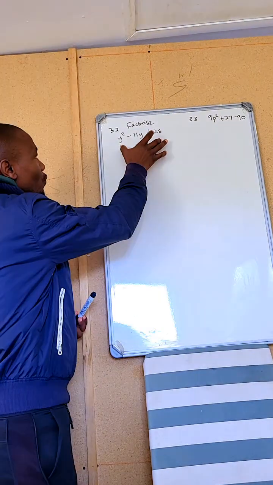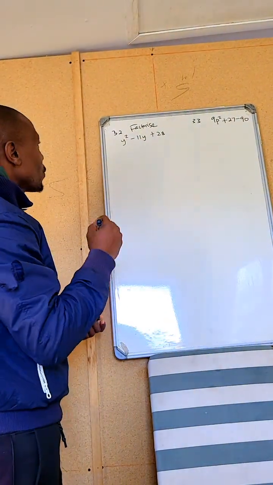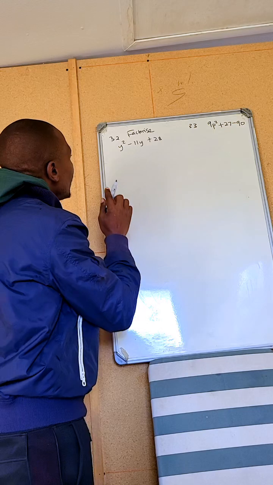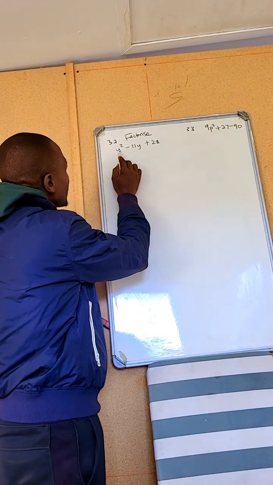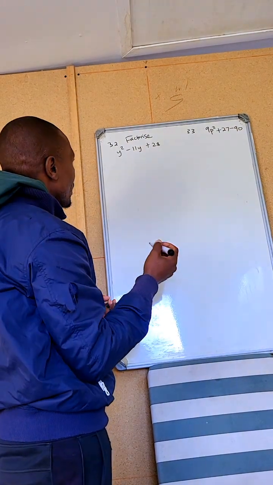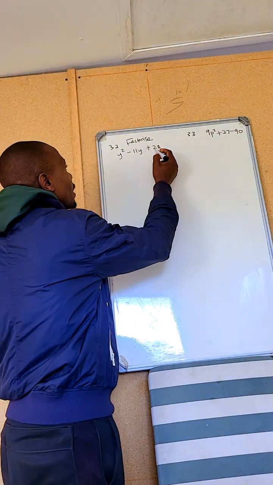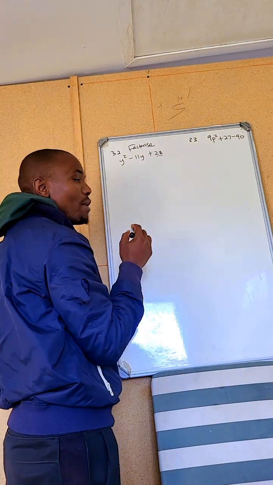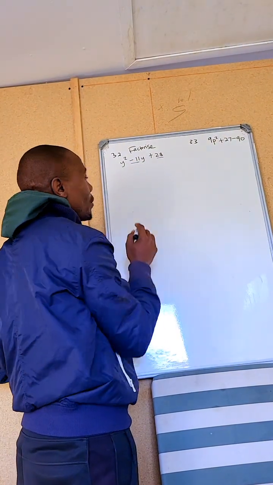So how were they supposed to factorize this one? If you are factorizing a trinomial expression of this format, when the exponent of the squared value is 1, that makes it easy to factorize. Why? You look for the factors of 28 that when you add them, they give you minus 11. So I'm going to come again.